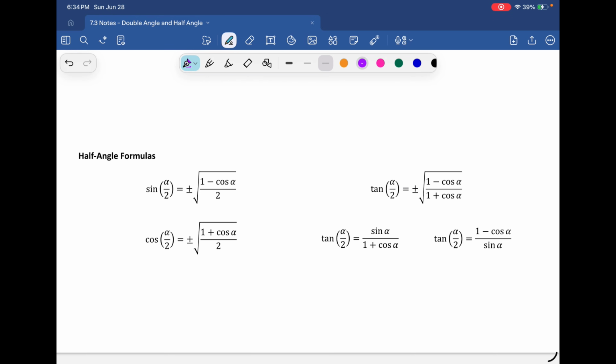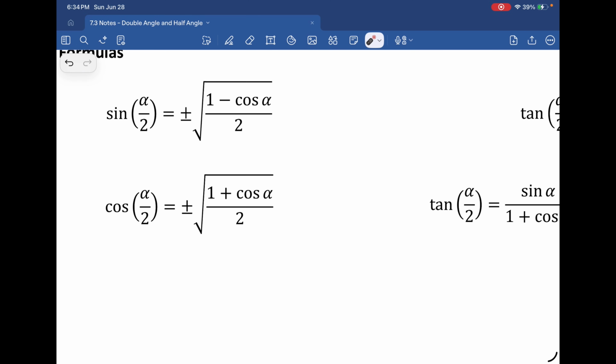Okay, so our half angle formulas, I'm not going to spend the time deriving them. These are the half angle formulas for sine, cosine, and tangent. Tangent has a bunch of variation. It just kind of depends on what you know at the time. The hardest part about sine and cosine is which one it is. Is it plus or is it minus?